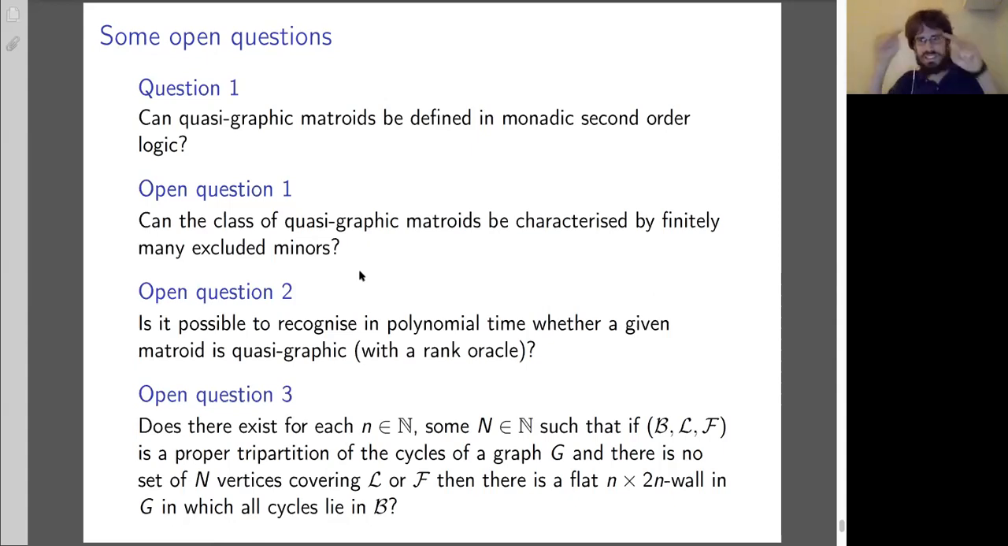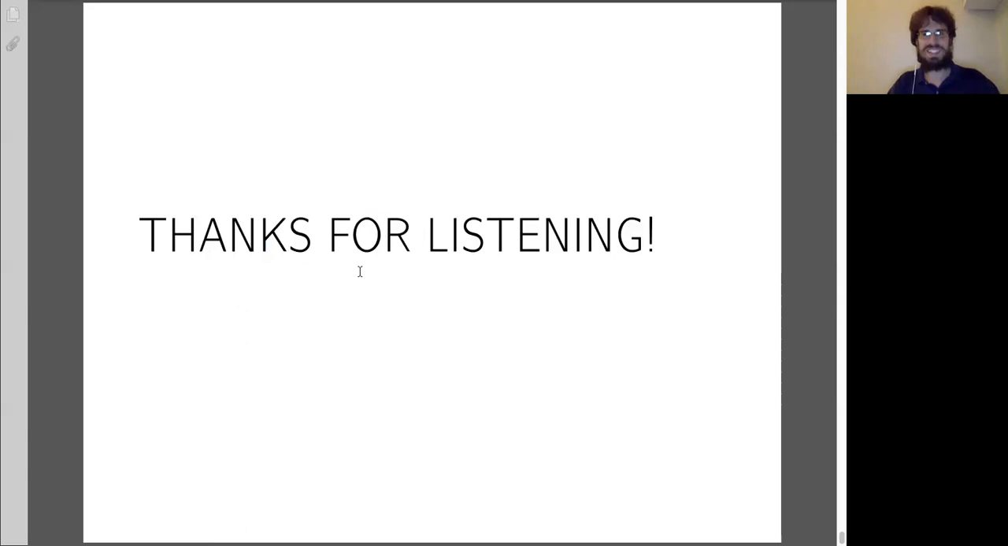By that I mean, around the edge of this wall, you have some separation, and I mean that every cycle inside that, on the wall side of that separation, should then be balanced. And if anyone has any ideas about any of those questions, I would be very happy to hear from you, but I will stop and say thank you for listening.